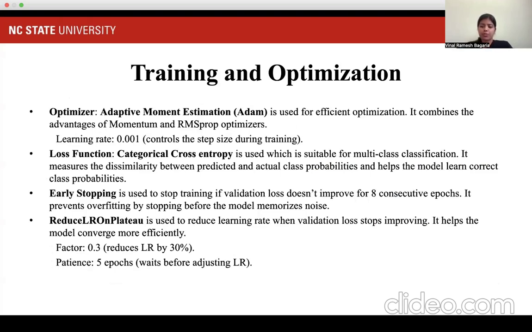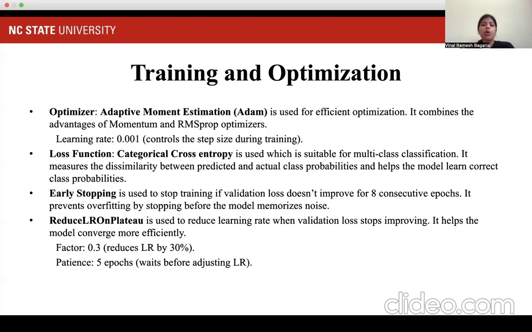About our training and optimization. We trained our model using the Adam optimizer, which is used for efficient optimization. It combines the advantages of momentum and RMSprop optimizers. The learning rate is 0.001, which controls the step size during training. For the loss function, categorical cross entropy is used, which is suitable for multi-class classification. It measures the dissimilarity between predicted and actual class probabilities and helps the model learn correct class probabilities.